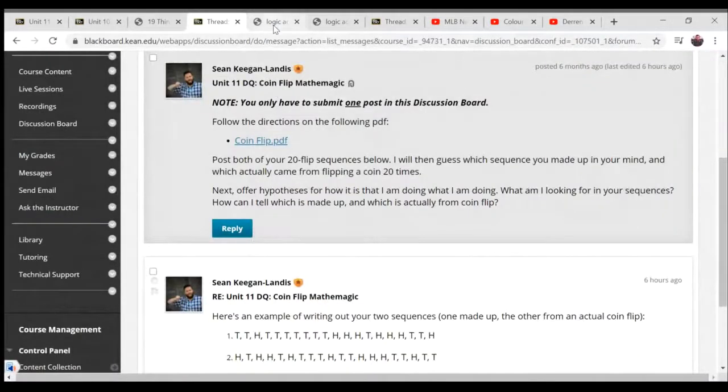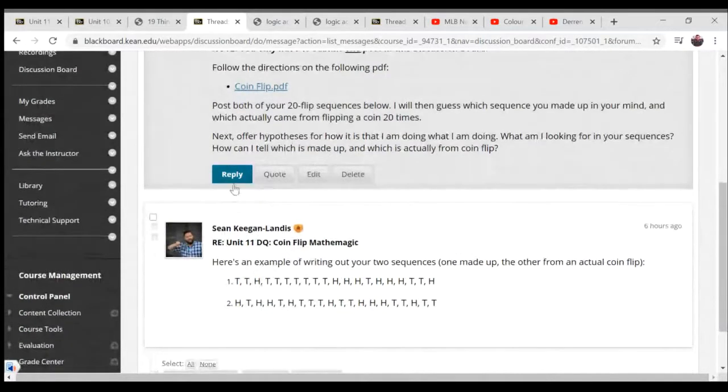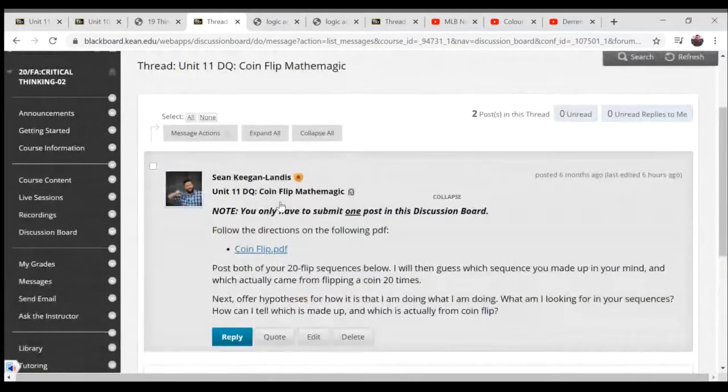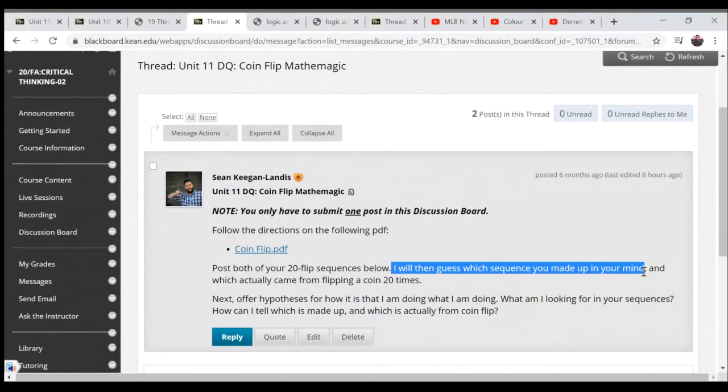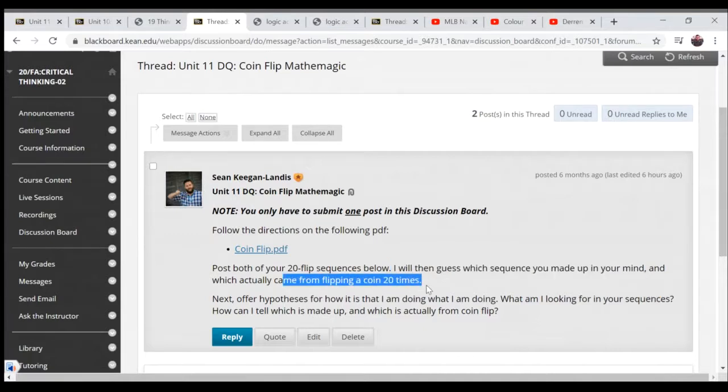And what I'm going to do, after you have written down in your reply to my initial post here, is guess which sequence came from your mind, the one you just made up in your mind, and which sequence came from actually flipping a coin 20 times. I'm a math magician. I'm remarkably good at this.